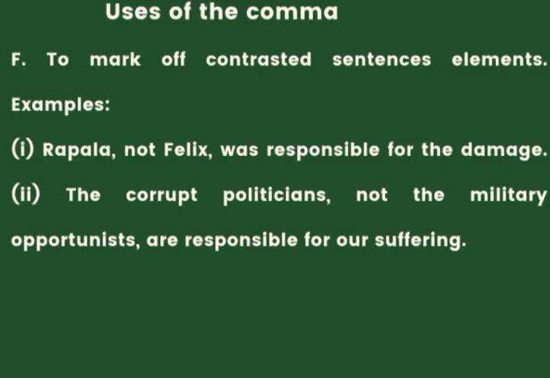The corrupt politicians, not the military opportunists, are responsible for our suffering. Of course, today when you look at our country, the politicians are the ones responsible, even though the military personnel too, they have done their work. We can see that usually it is the politicians. That's why we say the corrupt politicians, comma, not the military opportunists, are responsible for our suffering. That's that about marking off contrasted sentence elements.